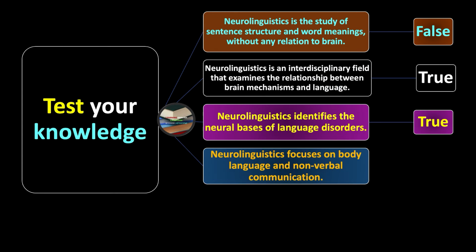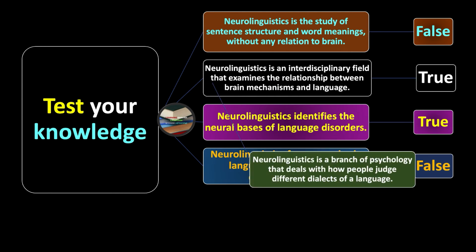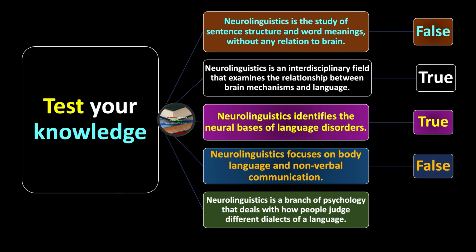Now we have the next question. Neurolinguistics focuses on body language and non-verbal communication. Is it true or false? Of course, it's false. And the last one: neurolinguistics is a branch of psychology that deals with how people judge different dialects of a language. Is it true or false? And of course, it's false. So these are some of the ideas about what neurolinguistics is.